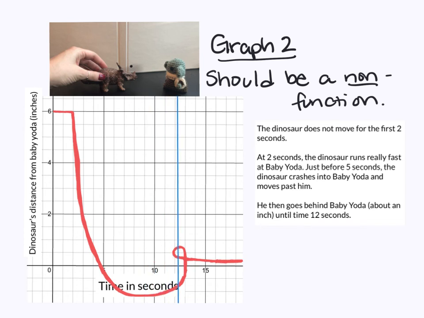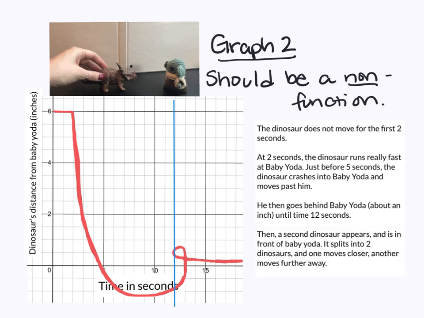Then what's going to happen is that at time 12, right here, all of a sudden, a new dinosaur appears. There's a dinosaur behind Baby Yoda. There's a dinosaur right in front of Baby Yoda. So what I'm saying here is that a second dinosaur appears. It's right here, and it is in front of Baby Yoda. It splits into 2 dinosaurs.